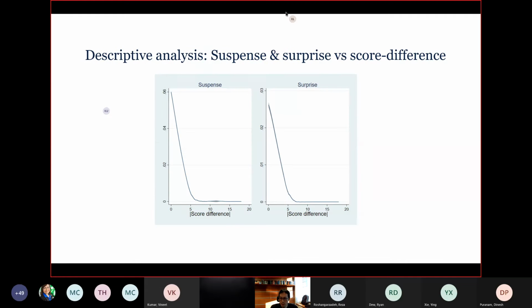In terms of score difference, there is a clear relationship, a downward sloping curve, between the score difference and suspense and surprise. Suspense and surprise are both highest when the score difference is 0, so a tie.